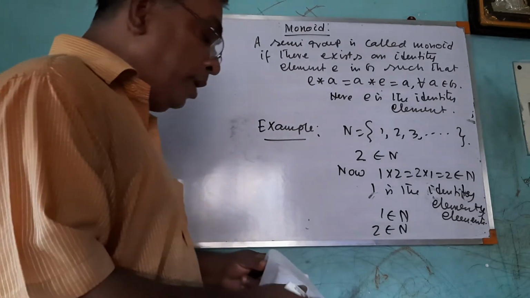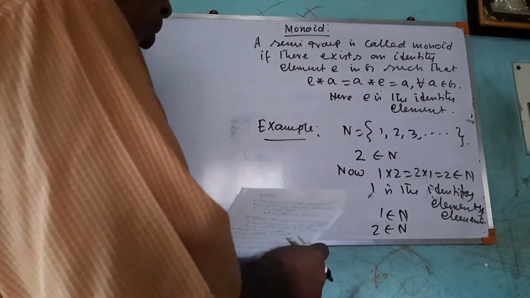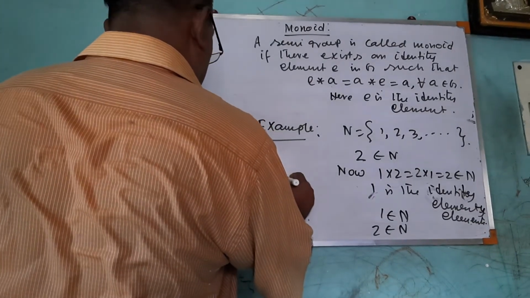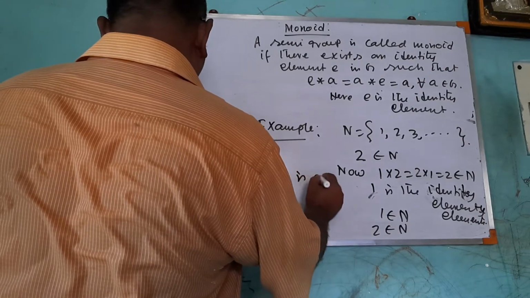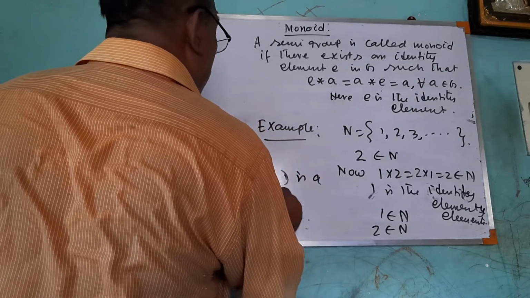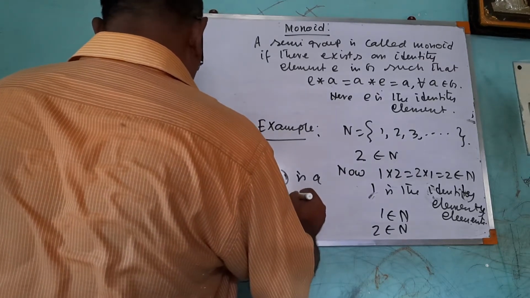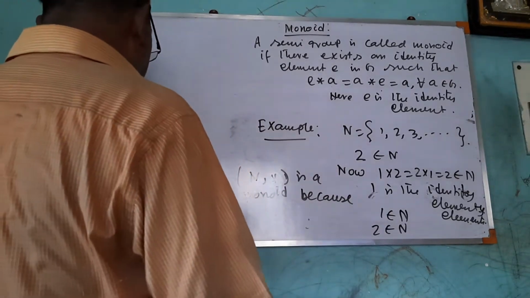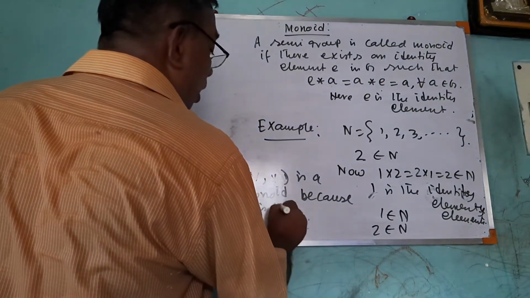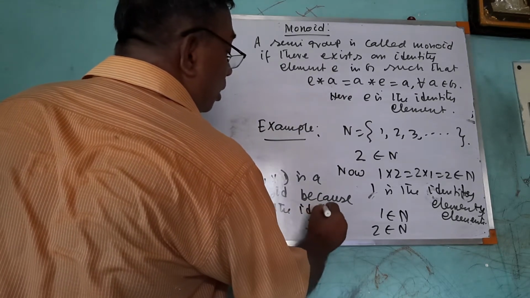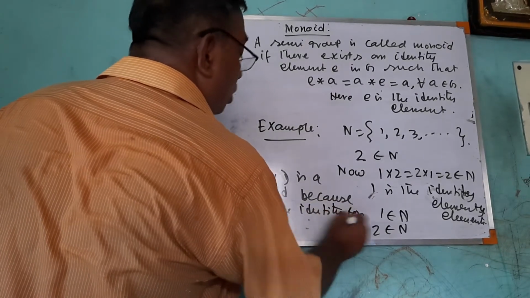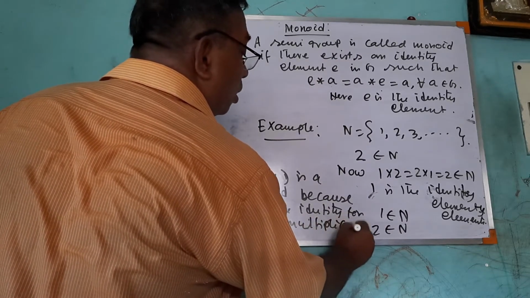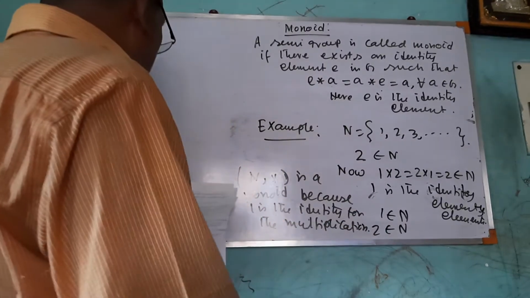So we can say N cross is a monoid, because 1 is the identity for the multiplication.